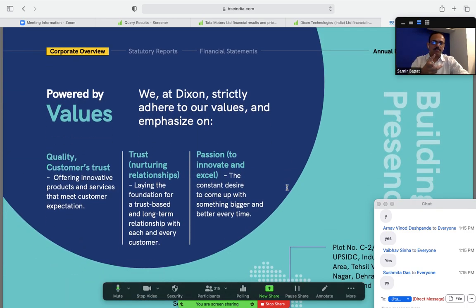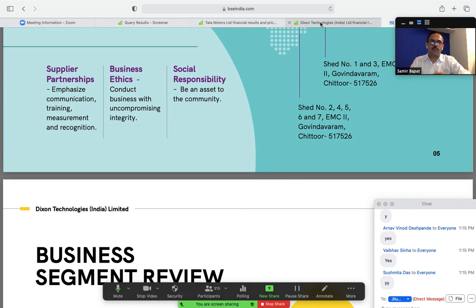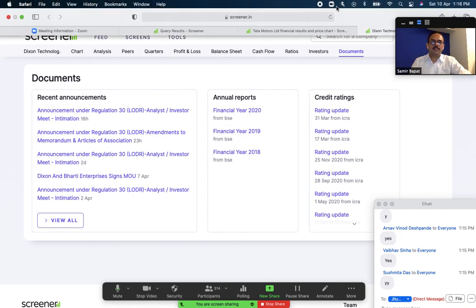And someone asked, what is the moat of the business? Moat means what is the strength, why the competition cannot easily take over their customers or their business. That is the moat of the business. So you have to read this. How do you get this? You go to annual reports, financial year, click, and you will get this report. You have to read this report. Okay, so I am stopping this recording.